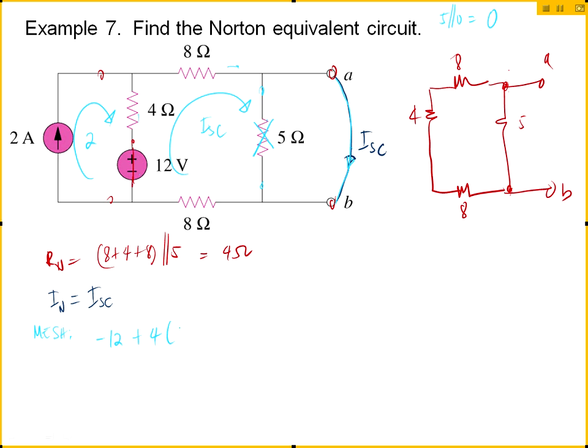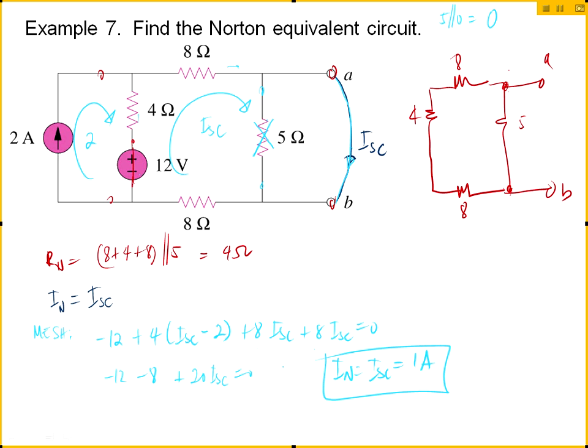So the mesh equation will give you minus 12 plus 4 times I short circuit that I'm looking for, minus 2, right? Plus 8 times I short circuit, okay? Plus another 8 times I short circuit equals 0. So what is that? Minus 12 minus 8 plus 4 plus 8 plus 8, what's that? 20? So it looks like I Norton, which is the same as I short circuit, is just 1 amp.